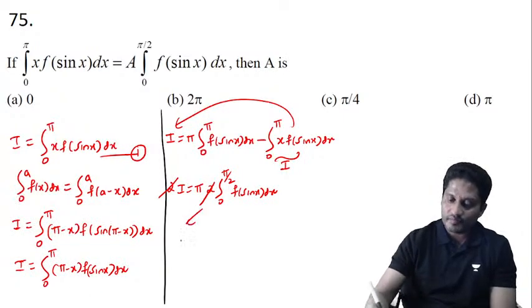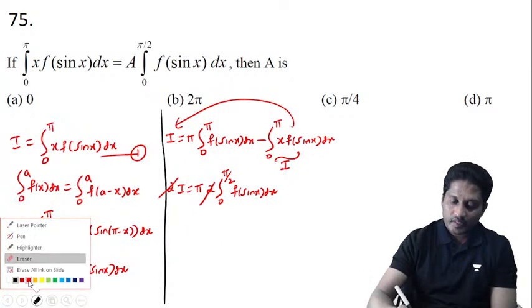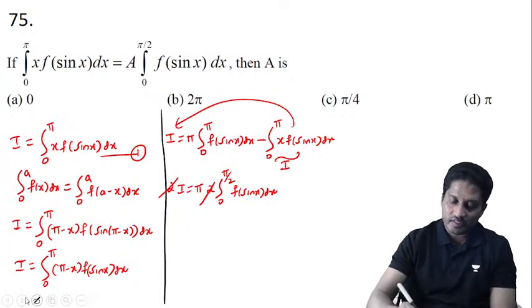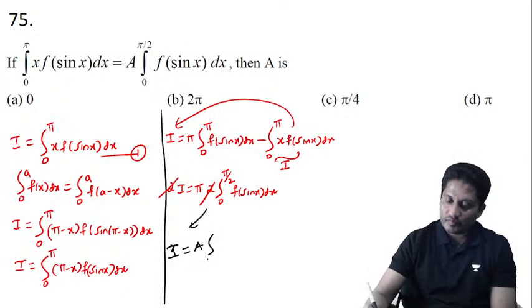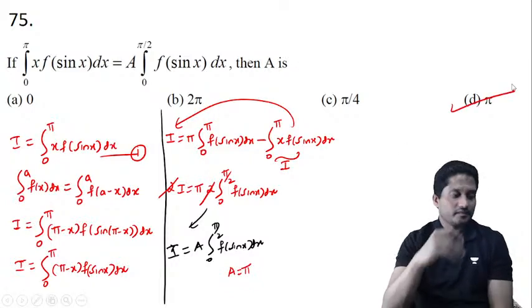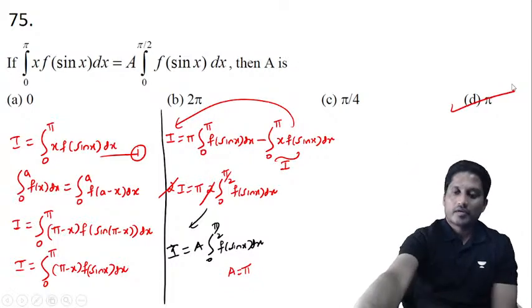So if I compare this with the given data, on the right side you have a times integration 0 to pi by 2 of sin x dx. If I compare, the value of a should be equal to pi only. Answer is option D. Right, let's move to the next question. Question number 76.